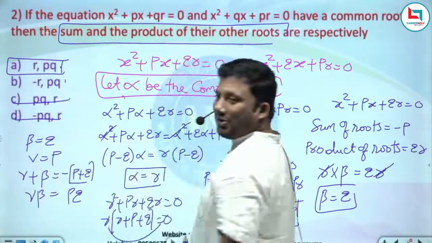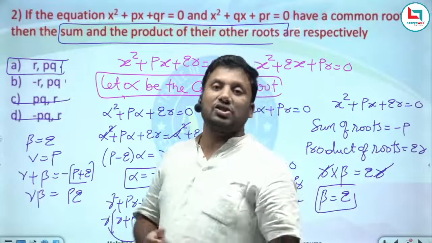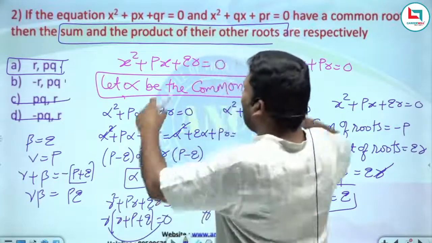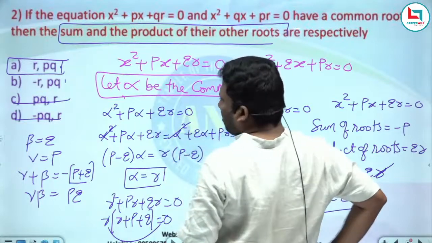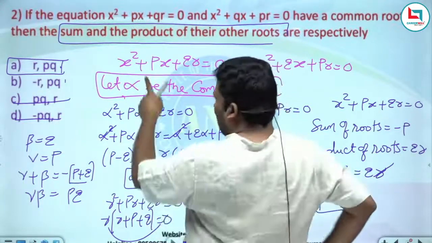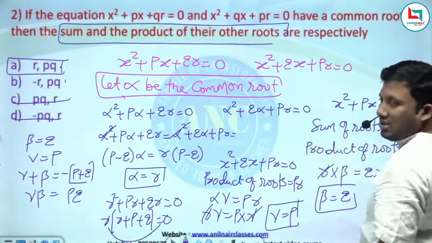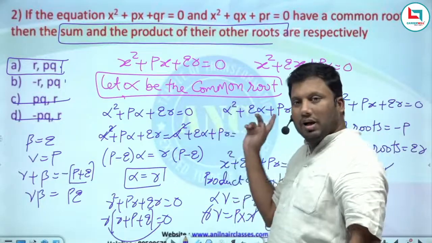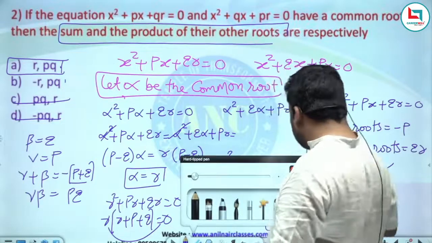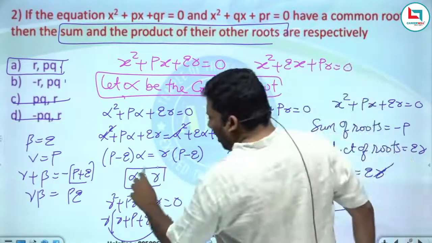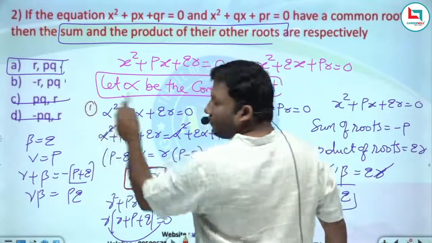Very, very good question. In our session number 2, we have discussed the common root concept. There is an equation x square plus px plus qr equivalent to 0. Alpha is a common root, so alpha will satisfy this equation. Both of them are equated to 0, so I equated both of them. So the first thing I got is alpha is equivalent to R. This is step number 1.